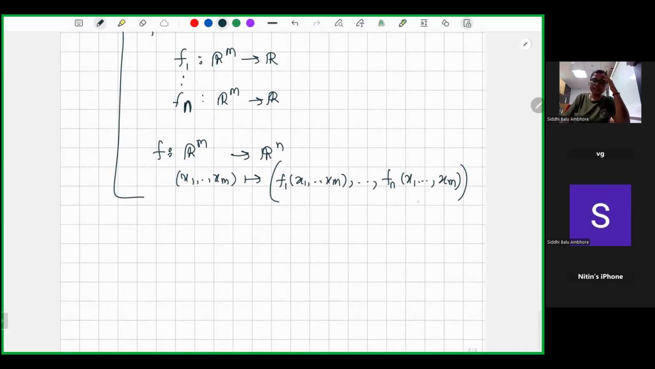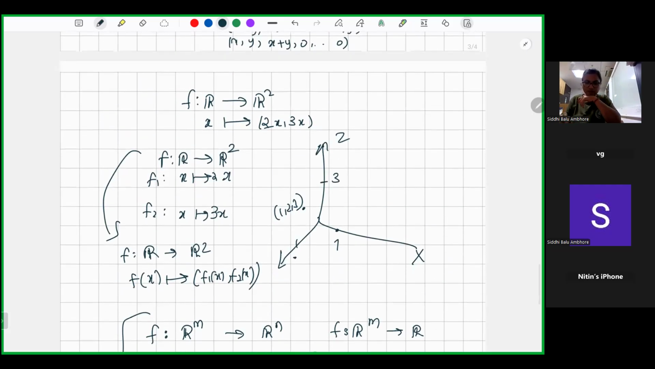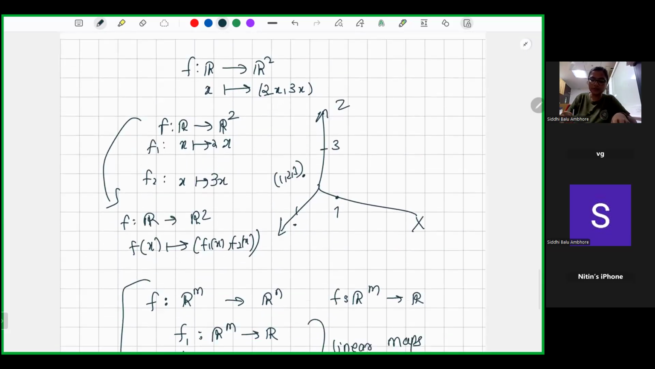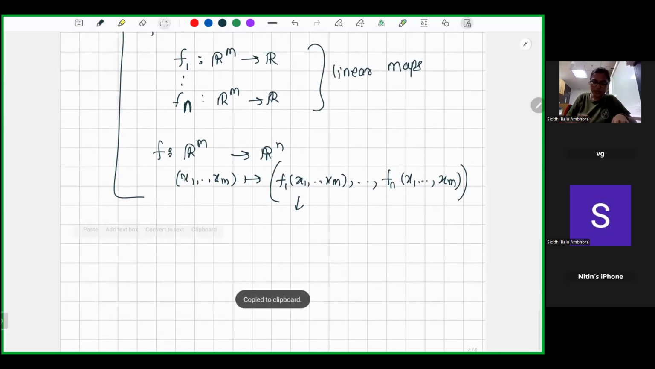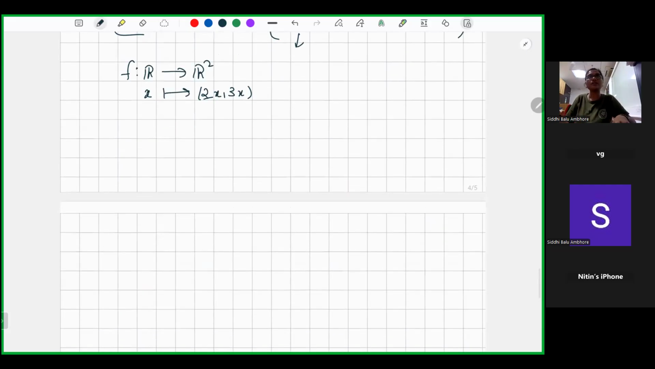Because each f1 is linear, at each coordinate this will split, and then it will be the addition of all those. So F1 of x1 and x2 can be, for example, 2x1 plus 3x2, something like that. These are all linear. Earlier you showed a function of just x, f of x as 2x. Let me show how this map is linear. You are asking how we show the linearity in this case.